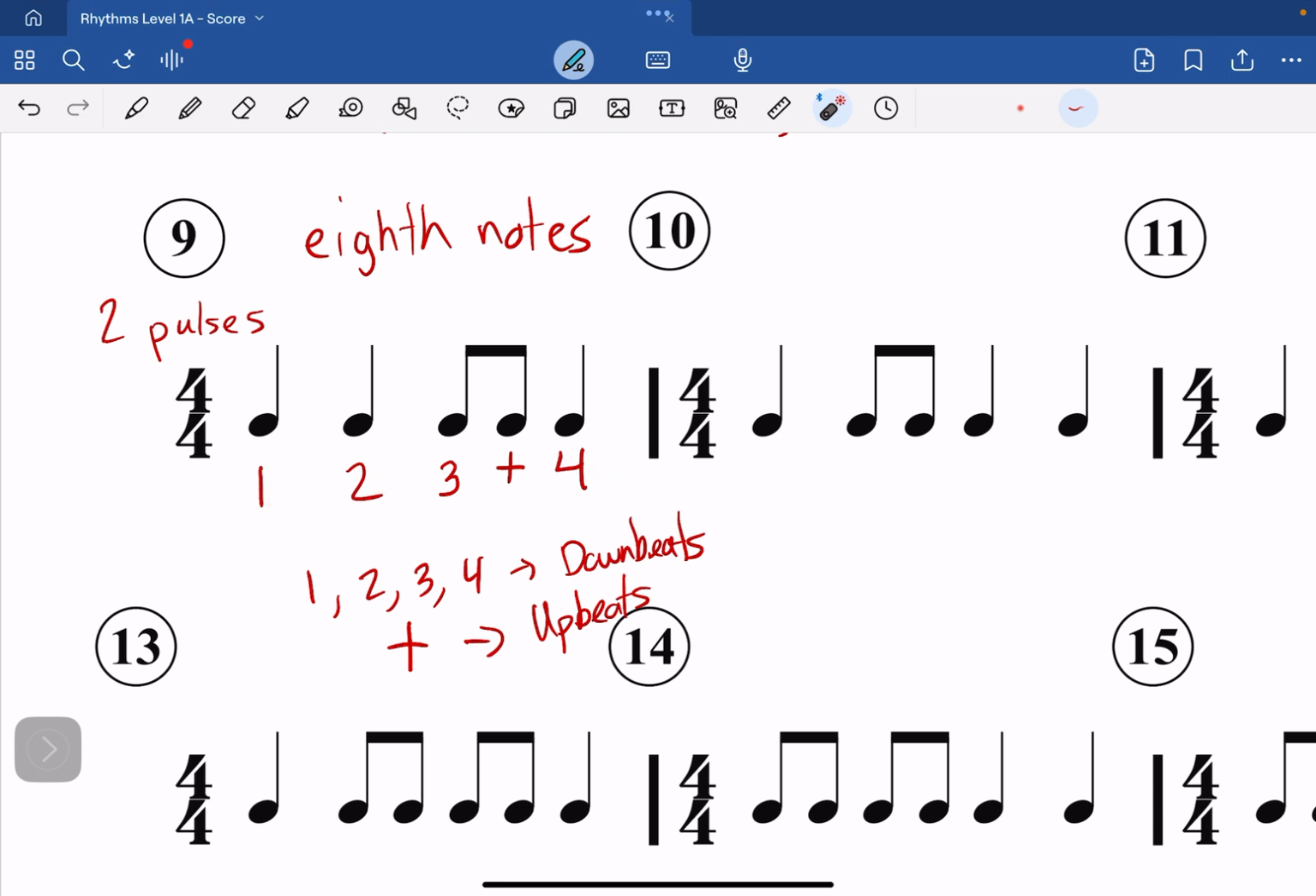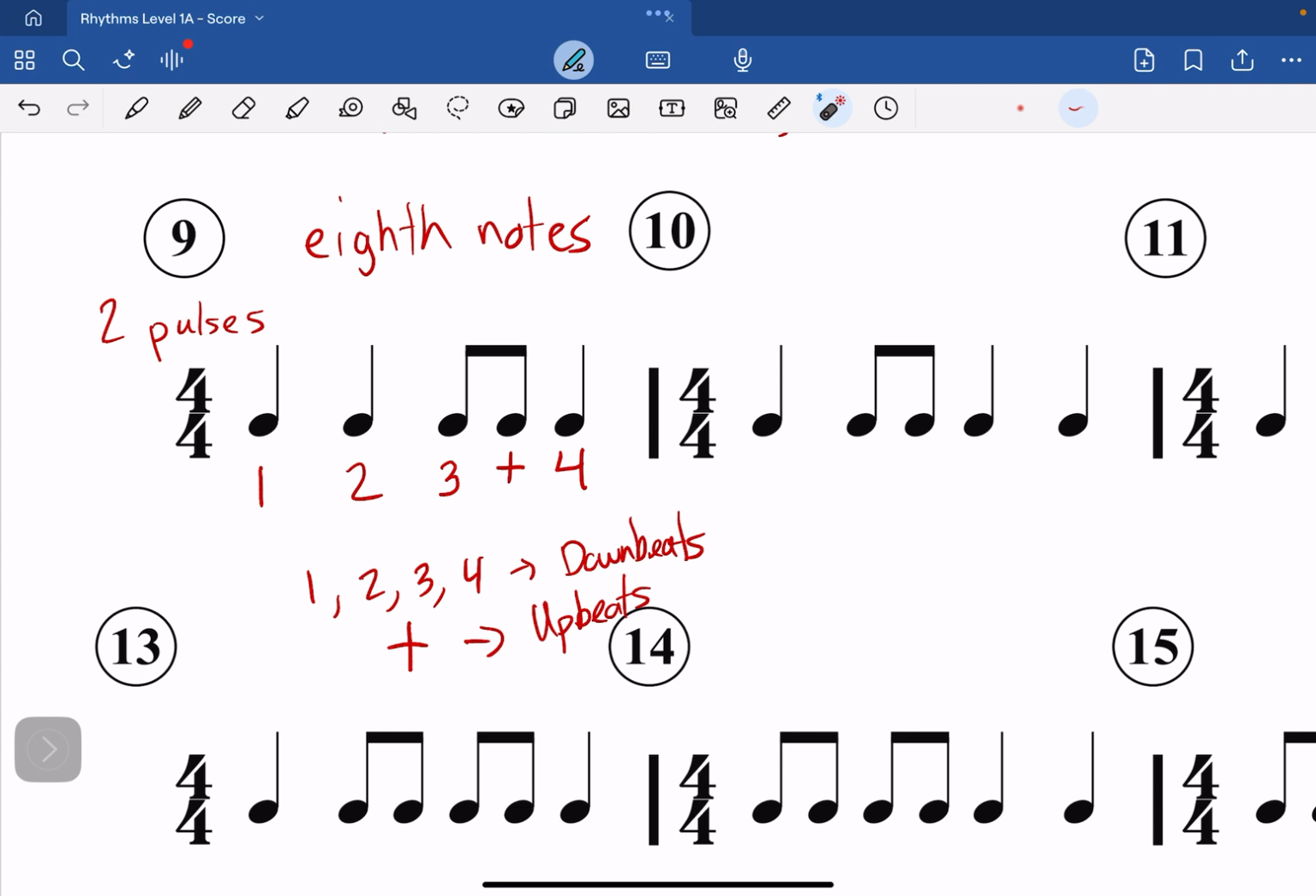So let's hear one demonstration of this rhythm real quick. 1, 2, ready, go. 1, 2, 3, and 4. One more time, ready, and go. 1, 2, 3, and 4. Okay? Let's go ahead and have you try it. 1, 2, ready, go. 1, 2, 3, and 4.